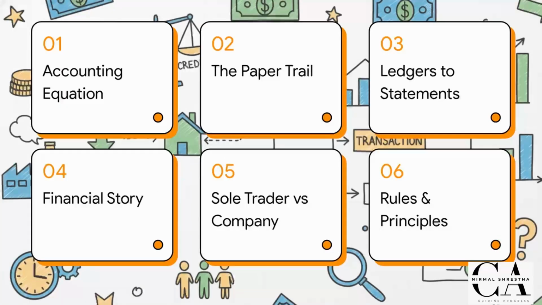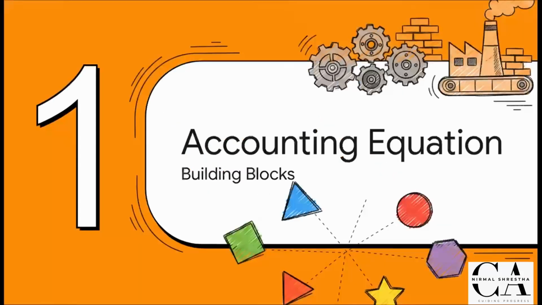Here is our roadmap for today. 1. The accounting equation. 2. Tracking the paper trail. 3. From ledgers to statements. 4. Reading the financial story. 5. Sole trader or company. And 6. Rules, principles, and expenditures.